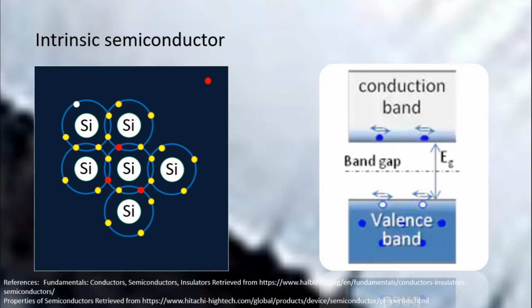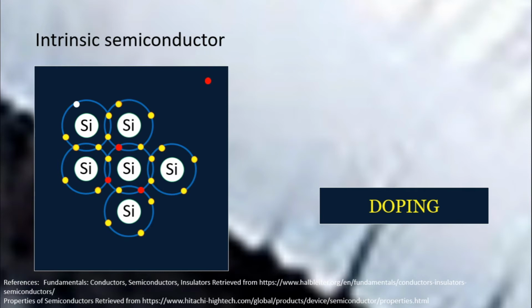What makes semiconductors interesting is that one can change the electrical property of a semiconductor by adding a different atom, otherwise known as an impurity atom. This process of adding impurity atoms to intrinsic semiconductors to change its electrical properties is known as doping. And we can add either a pentavalent atom or a trivalent atom.